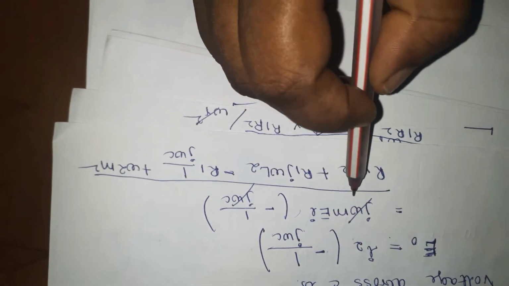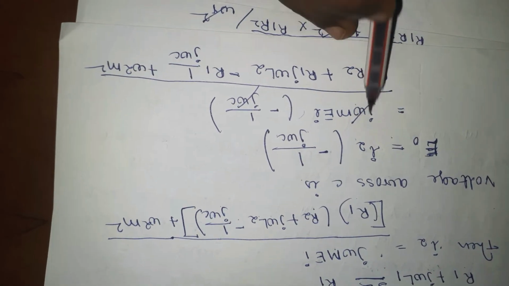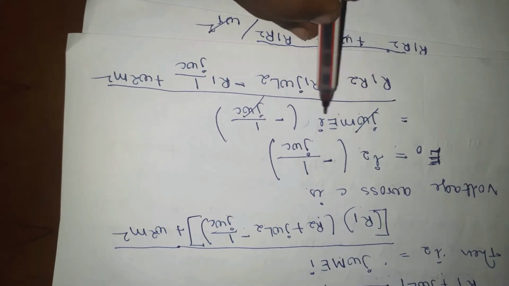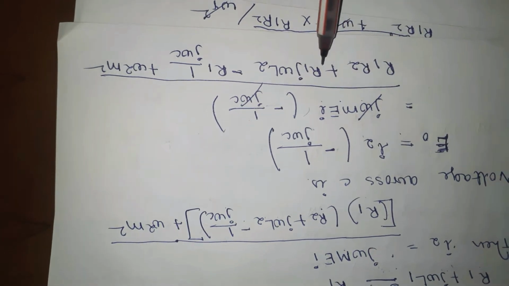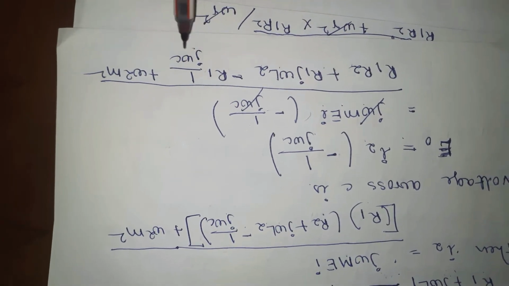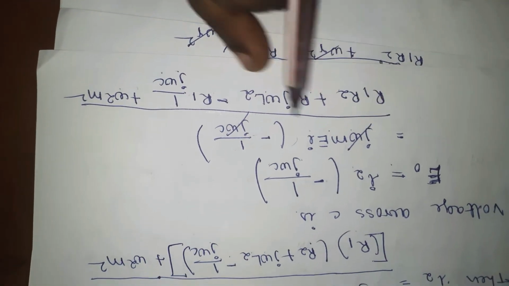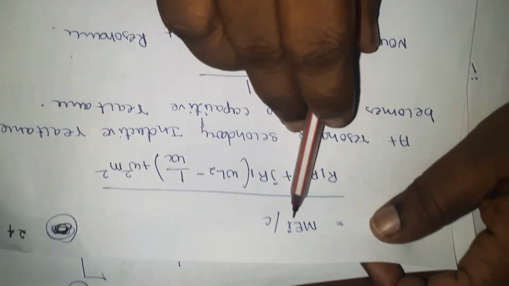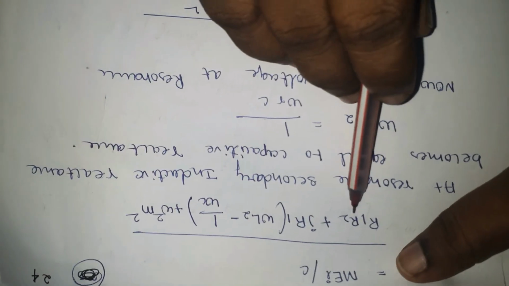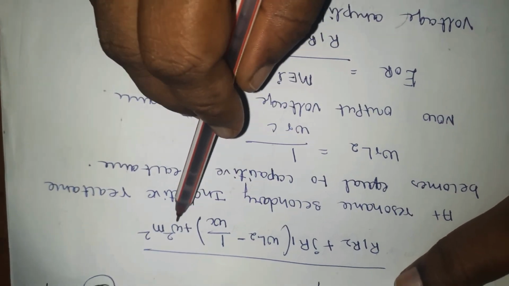So you put the I2 value here; see, this is the I2 equation. So you write jωM Ei times minus j, minus 1 by jωC, over R1R2 plus R1 jωL2 minus R1 times 1 by jωC plus ω²M². You cancel the ω and j here. So you get this equation: M Ei by C divided by R1R2 plus jR1 ωL2 minus 1 by ωC plus ω²M².